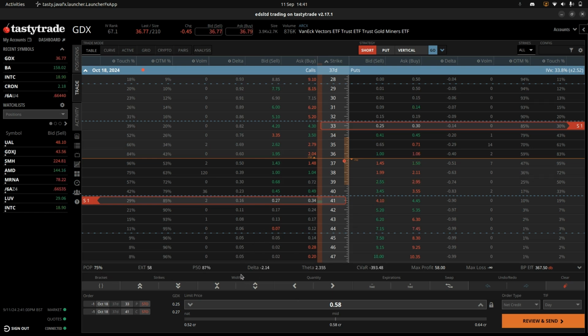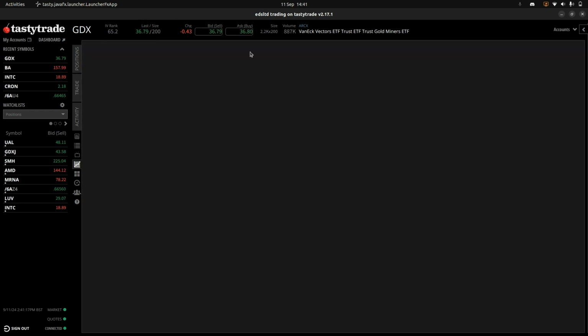We are almost delta neutral. We're as close to delta neutral as we can be, pretty much on this trade. And yeah, this is a perfect position. This looks like a position that's ready to go. If we were to map it out on a chart, let's see what it looks like. So we've got our strikes at 33 and 41 on GDX.